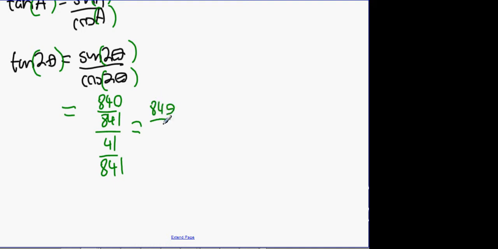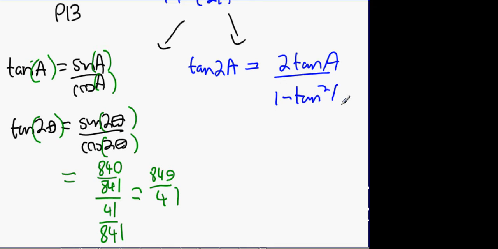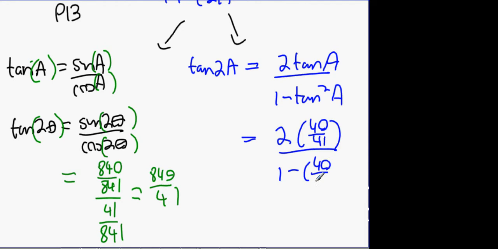Now guys, option B is you look up your tan 2A formula and you learn that tan 2A is 2 tan A over bracket 1 minus tan squared A, and you just use your formula from earlier. 2 times 40 over 41 divided by 1 minus 40 over 41 squared. Put that into the calculator, let me know what you get. Should be the same thing. Is it?